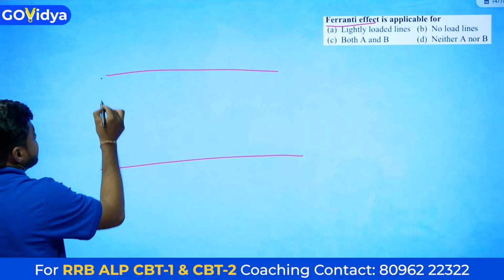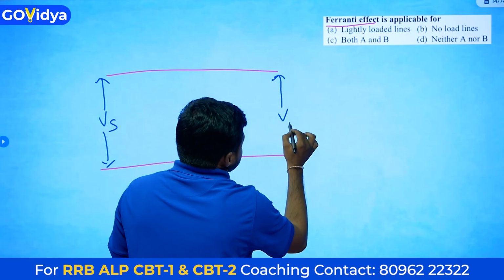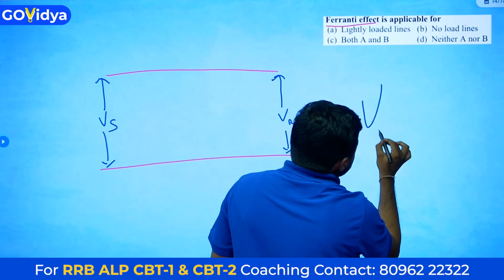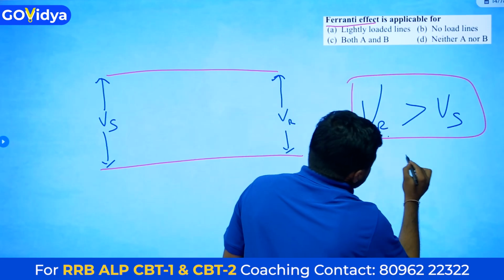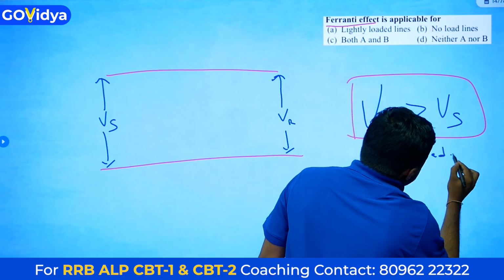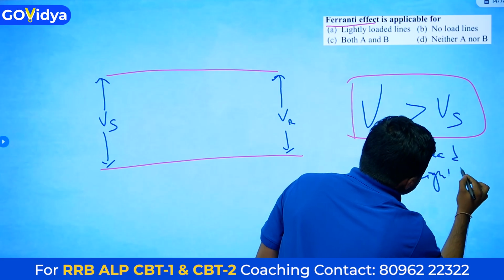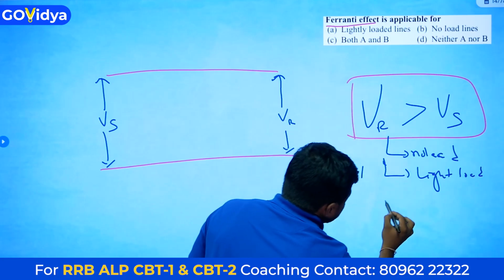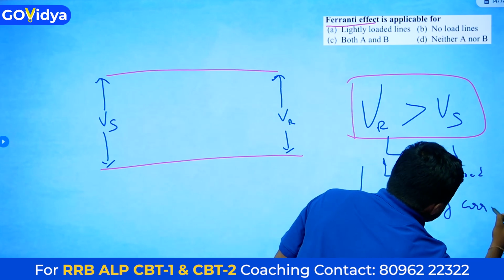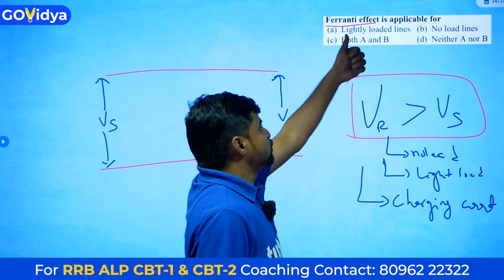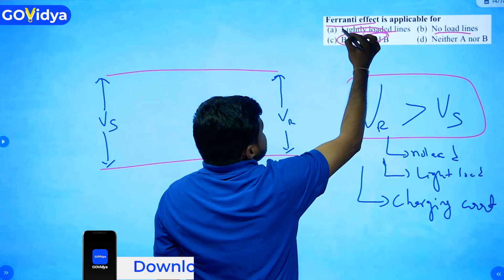This is sending end voltage Vs. This is receiving end voltage Vr. Vr, receiving end voltage, is greater than sending end voltage under no load and light load condition. This is due to charging current. Ferranti effect is due to light load lines and no load lines. Both A and B. Option C is the correct answer.